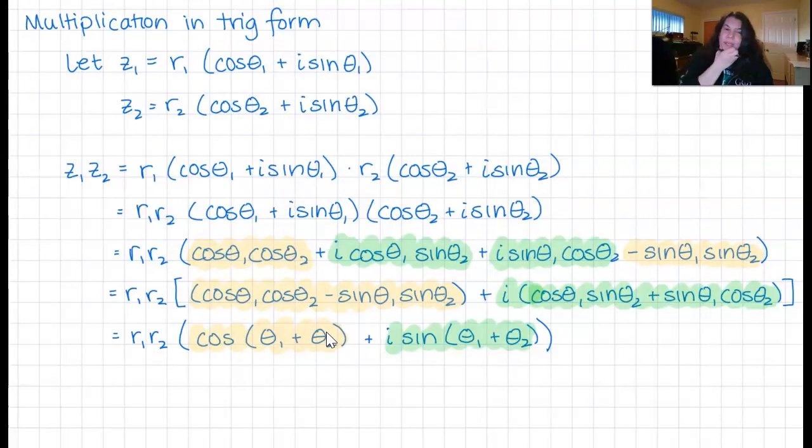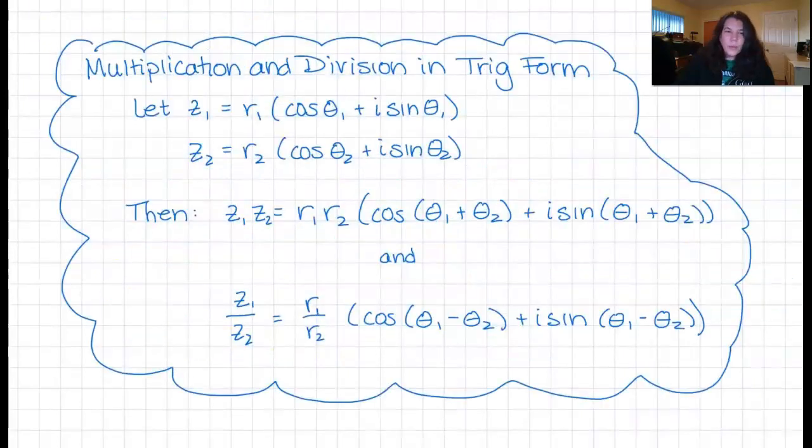And then we could prove this for division, but it's a little more cumbersome. You would do the exact same process. It's just a little more cumbersome because for division, you have to multiply by the conjugate and all of that good stuff. So I'm just going to summarize them on the next slide, and we'll take a look at them. And then we'll look at some examples. You can see just how great it is. Okay, so here it is summarized.